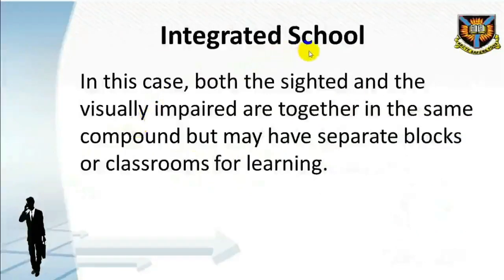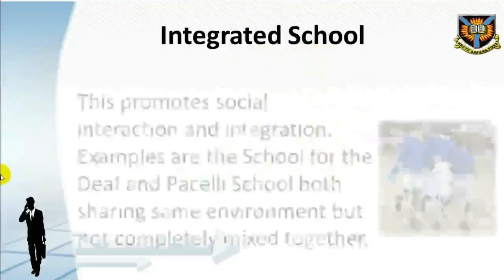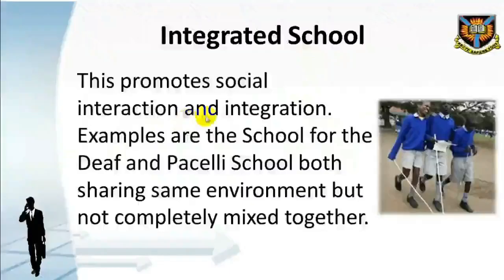2. Integrated school. In this case, both the sighted and the visually impaired are together in the same compound, but may have separate blocks or classrooms for learning. This promotes social interaction and integration. Examples are the School for the Deaf and Pacelli School, both sharing the same environment but not completely mixed together.